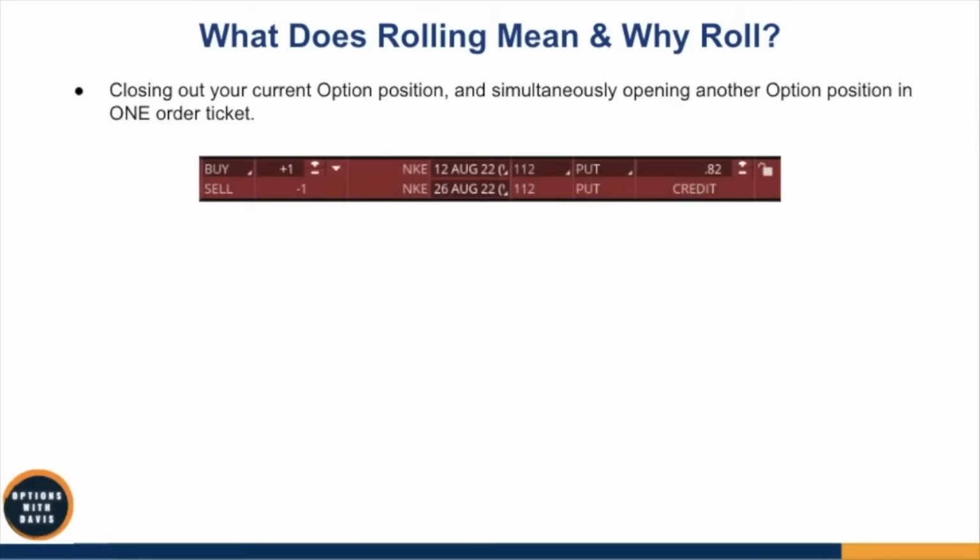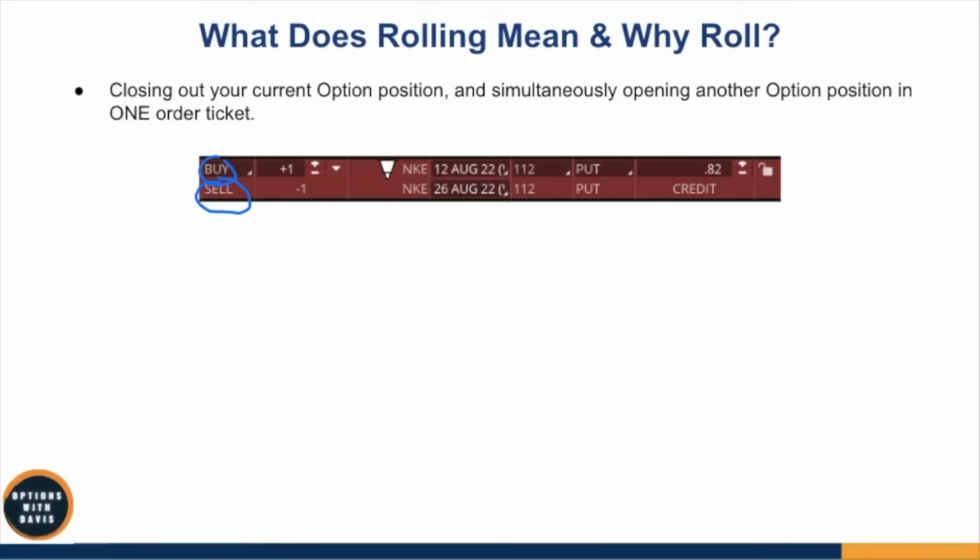Rolling basically just means to close out your current option position and simultaneously open another option position in one order ticket. In our case, because we have a short put, we have sold a put option. To close it, we have to buy it back. So we buy back our current short put and then sell another put option, all in just one ticket. This is the process of rolling.